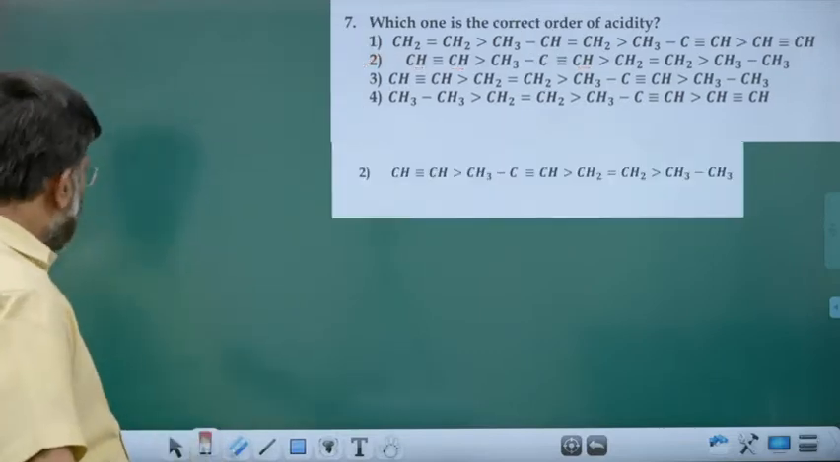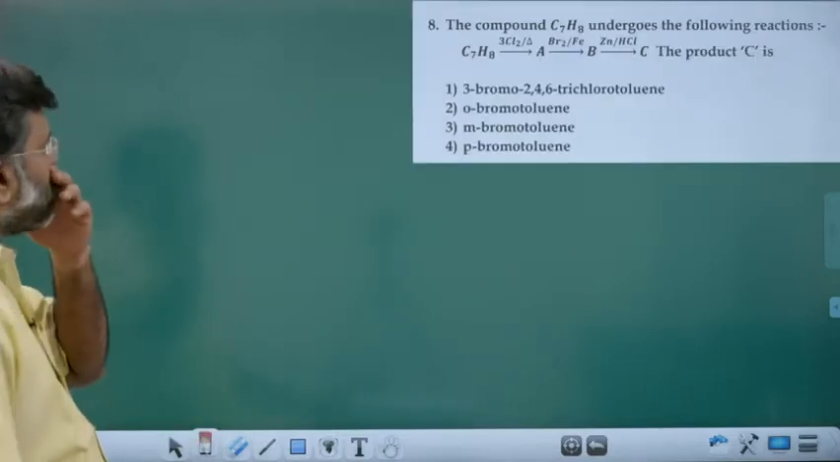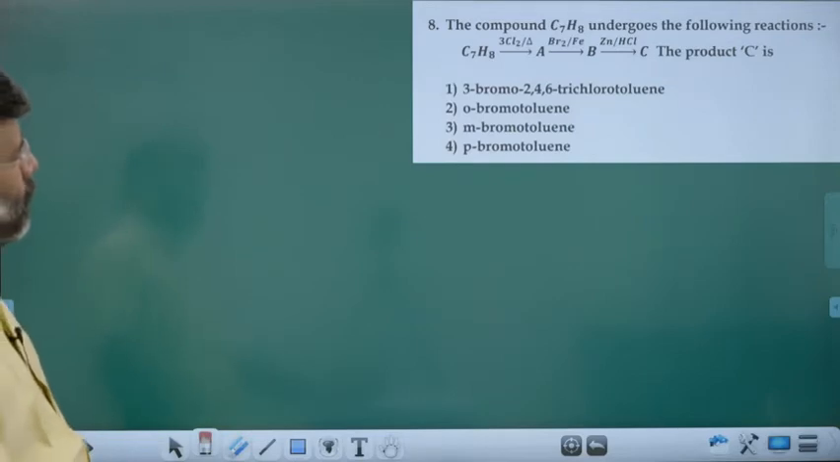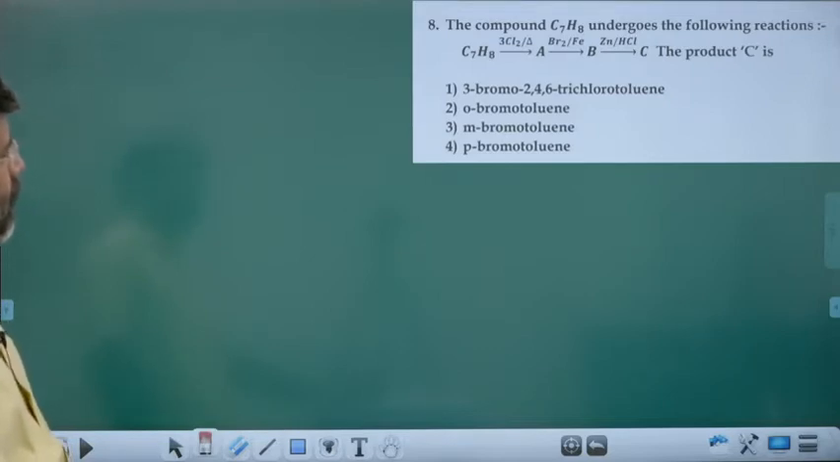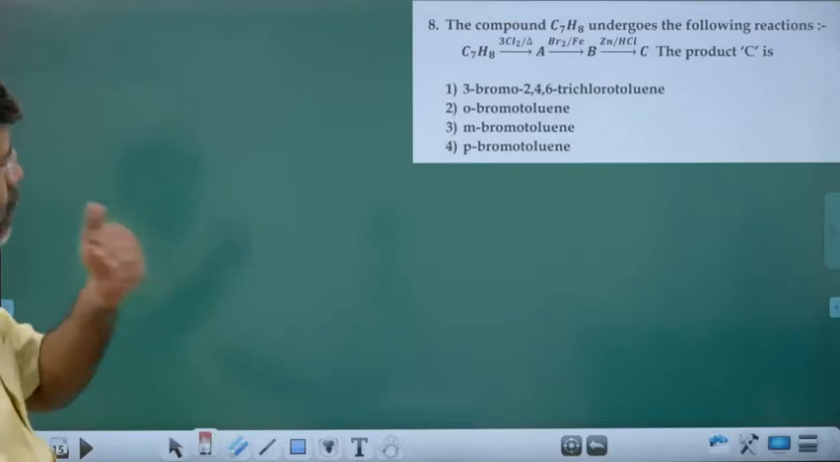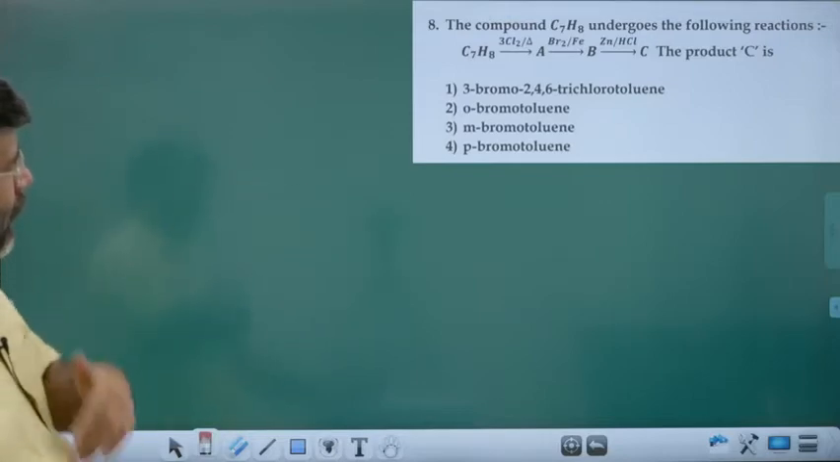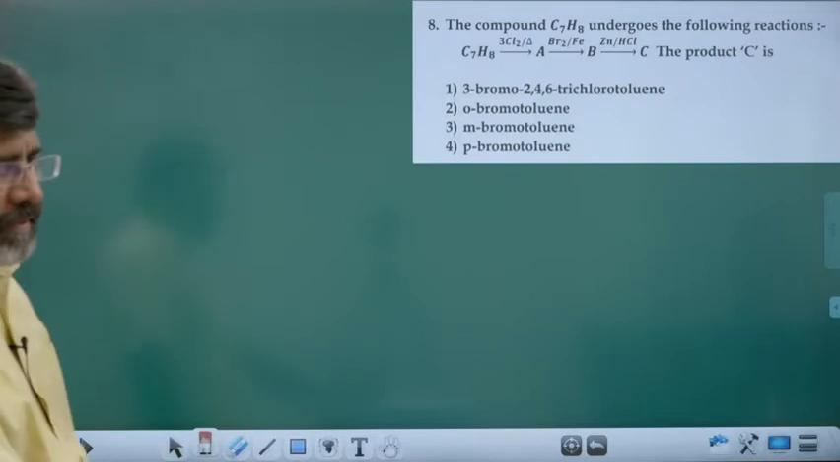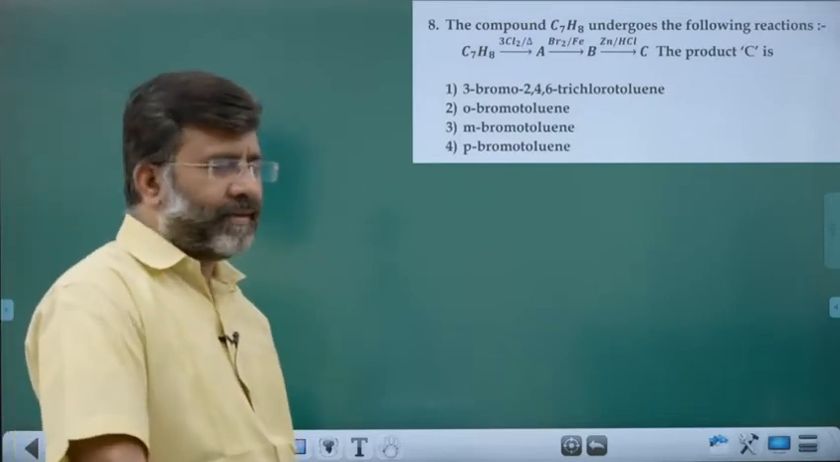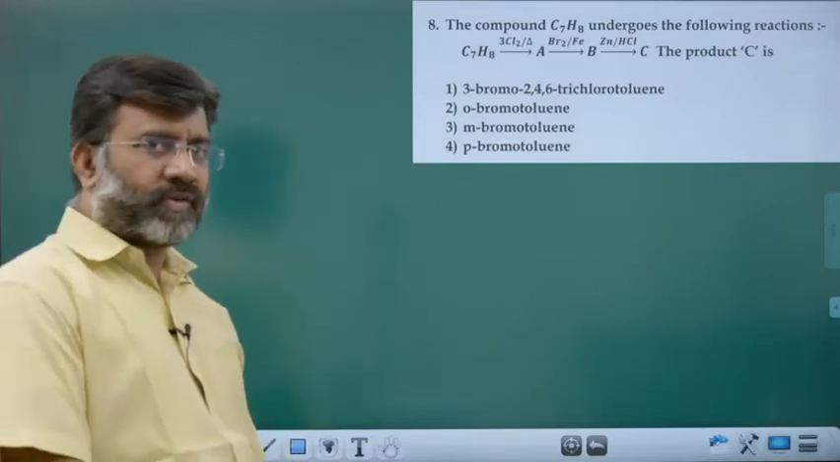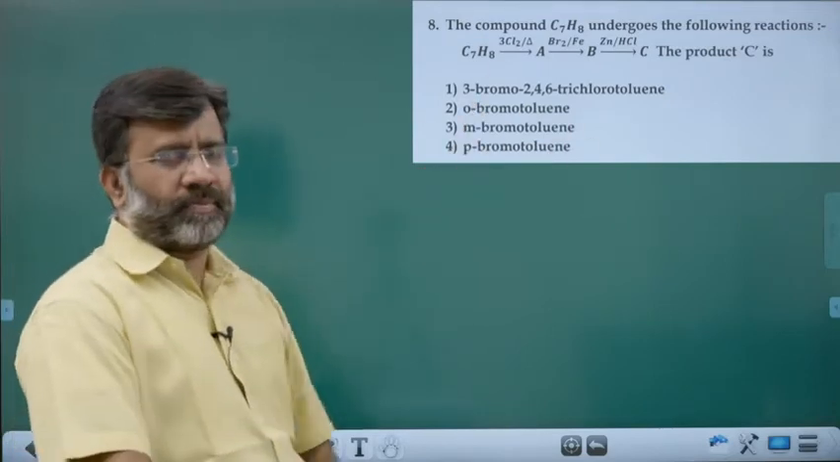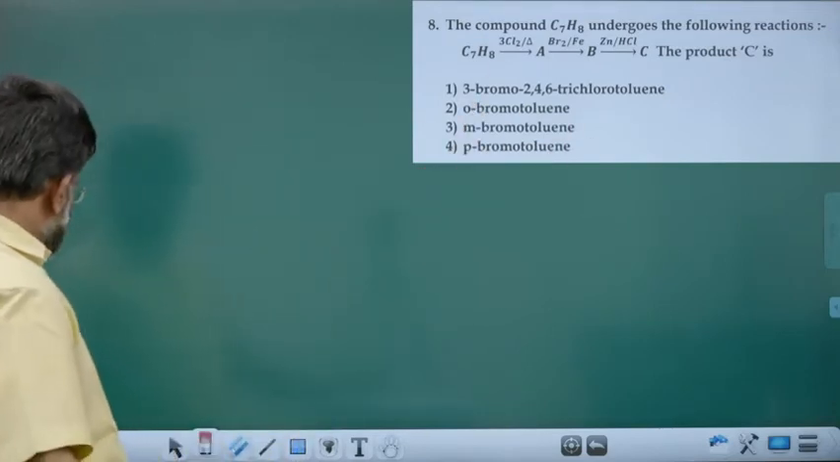Okay, yes. Next. The compound C7H8 undergoes the following reaction. The product C is... C7H8 with 3 chlorine, you get a compound, then it is interacting with bromine. So the first step reaction, we can understand, is a free radical reaction. The second step is an electrophilic substitution reaction, while the last step is reduction.